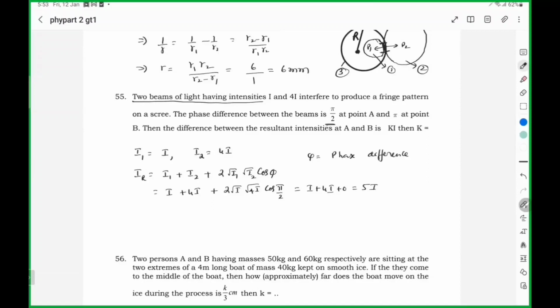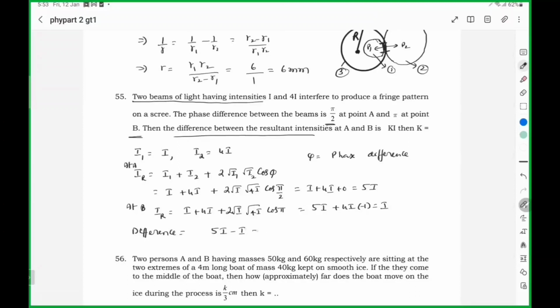In the second case, that is at B, this is at A. At B, it's I plus 4I plus 2I root of 4I cos pi. 5I plus 4I into minus 1, which is I. And he is asking the difference between resultant intensities, 5I minus I, which is 4I. So the value of K is 4.